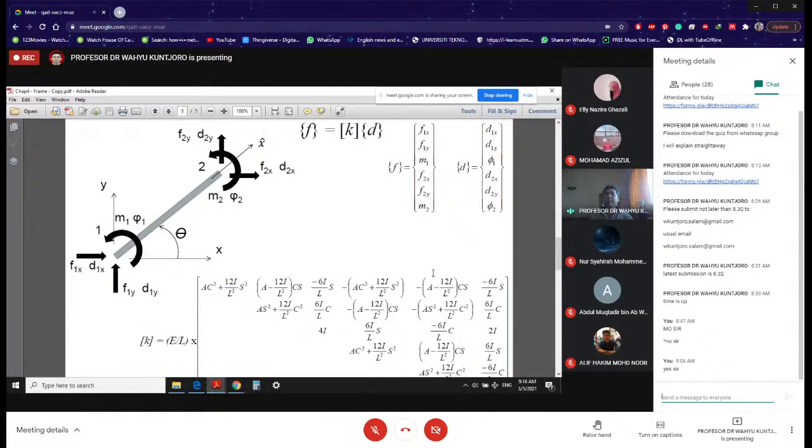Okay, so with that here, what you need to do is apply this equation to the case that you have.